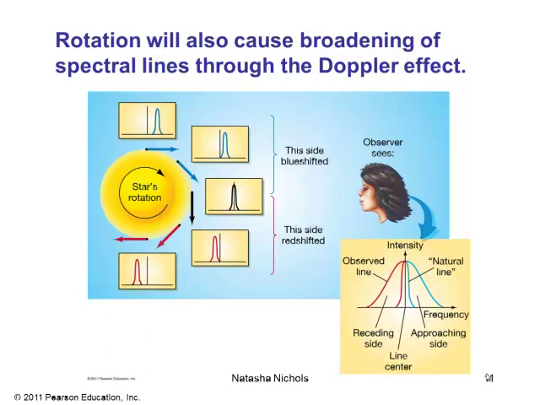So if you take a look at the inset right there, if the broadening is very, very small, then we know that this object is not rotating rapidly. If the broadening line is very, very big, then we can tell that this object is rotating very rapidly.